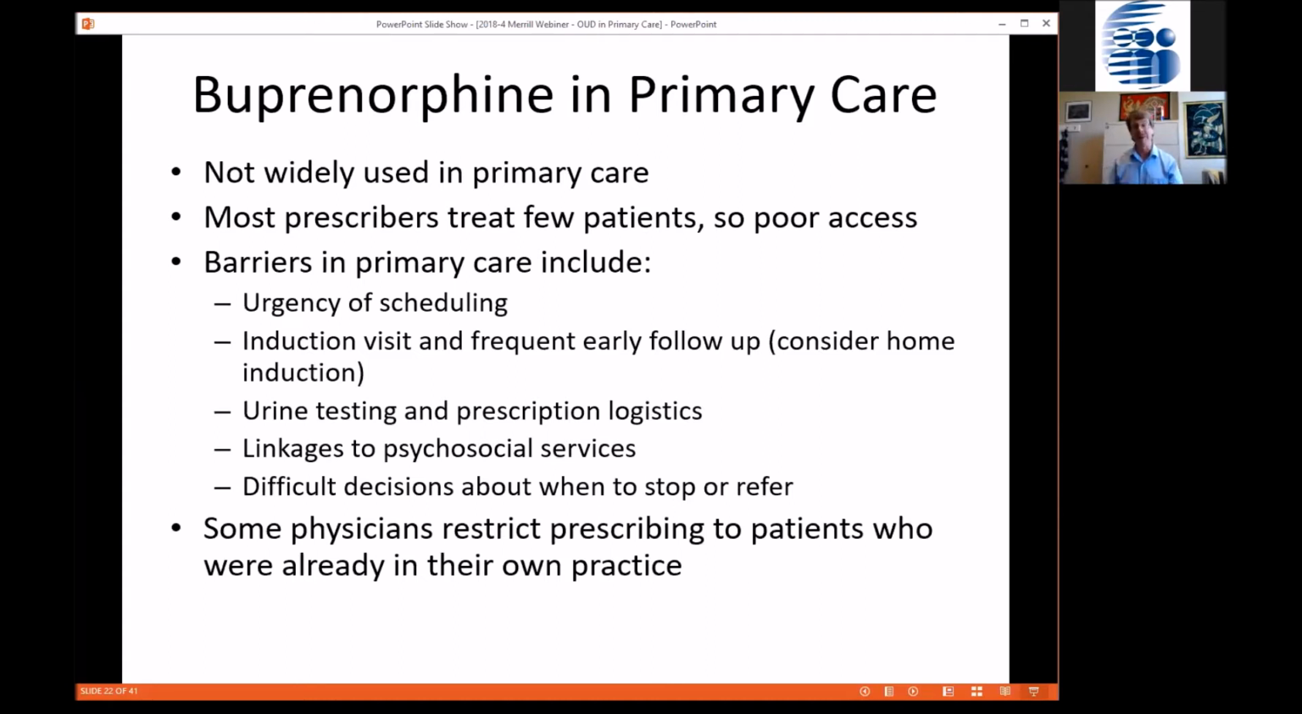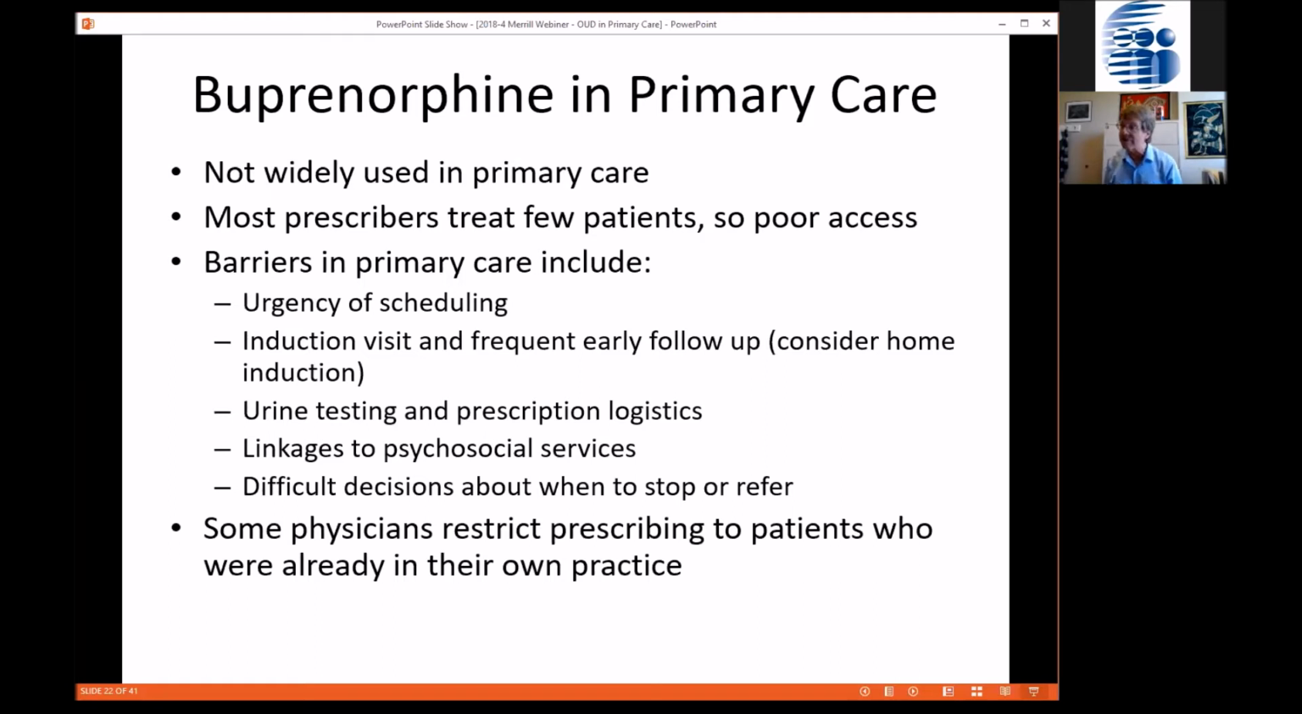You also have to see people pretty frequently. We usually see people every week early on in treatment, and that can jam up your primary care schedule as well. A home induction can help a little bit, but still you've got to see people pretty frequently until they stabilize. And some patients take quite a while to stabilize. You've got to figure out how you're going to do the urine testing, the prescription logistics, and do it in an organized way.